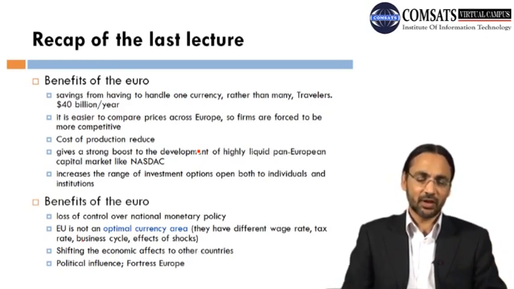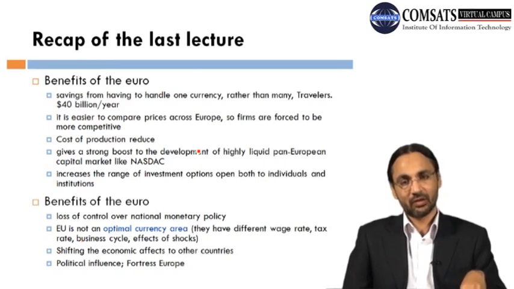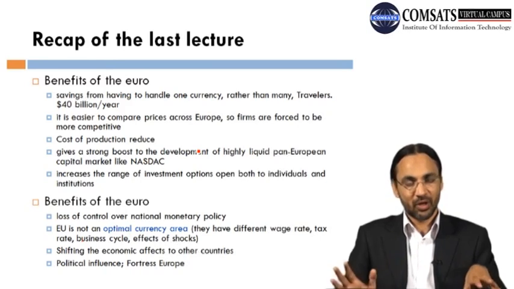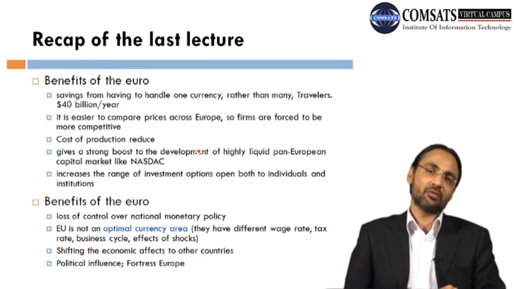The next one is shifting the economic effects to another country, like we discussed. Potential political influence, like a fortress Europe. Political influence means some countries who are politically stronger, like Germany and France, influence the weaker countries within the EU, like Greece. We can say Spain and Portugal are more or less politically influenced countries, and the bigger countries can influence them. The last one is the fortress.